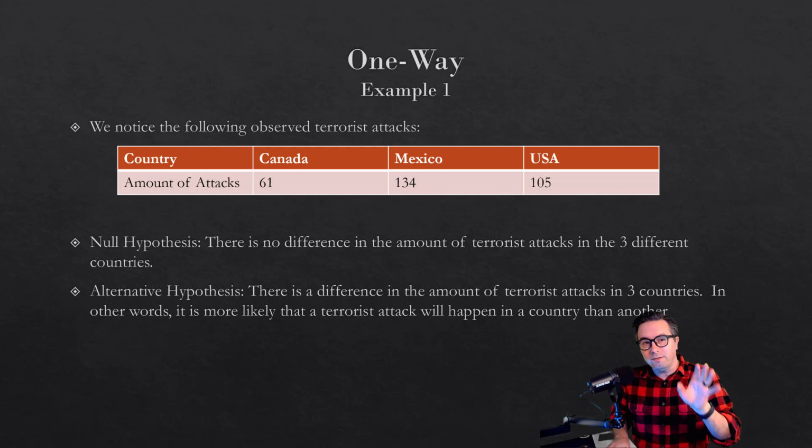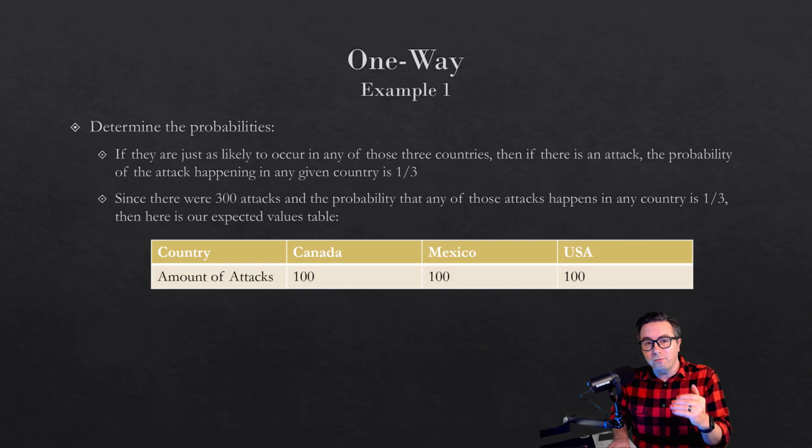Okay, so anyways, I'll help illustrate that a little further. Notice Canada is 61, Mexico is 134, US is 105. When we think about what we would expect, I think there's 300 observations. So if we look at 300 observations, we would expect 100 to be Canada, 100 to be Mexico, 100 to be US, because it's just as likely for each way to occur.